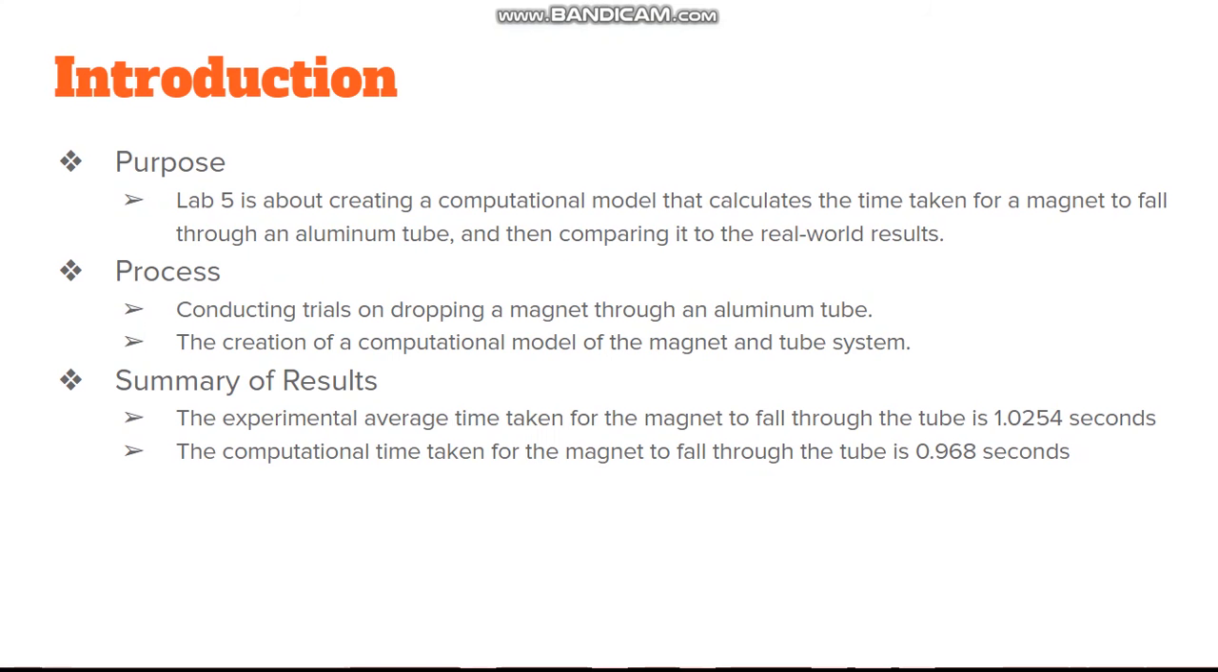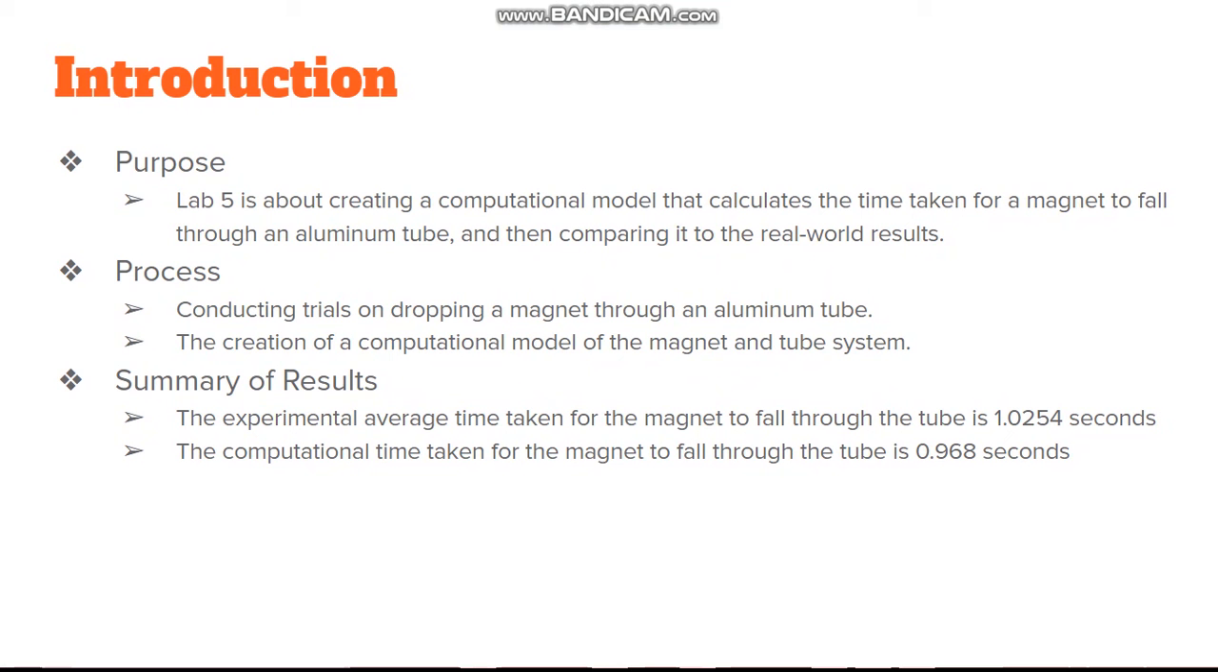Lab 5 report. Introduction. The purpose of Lab 5 is about creating a computational model that calculates the time taken for a magnet to fall through an aluminum tube and then comparing it to the real-world results. The process used is first conducting trials on dropping a magnet through an aluminum tube, and then the creation of a computational model of the magnet and tube system.